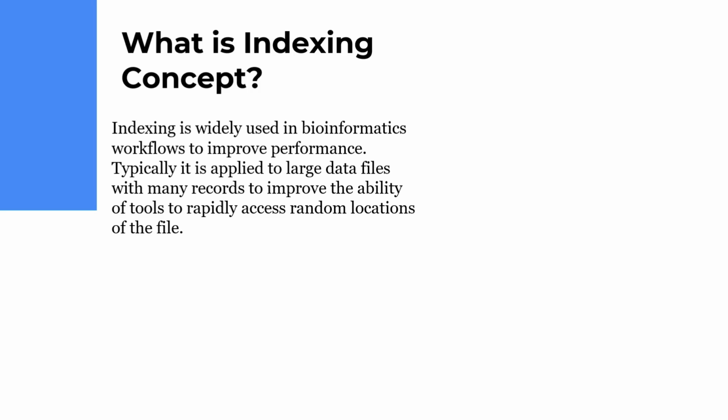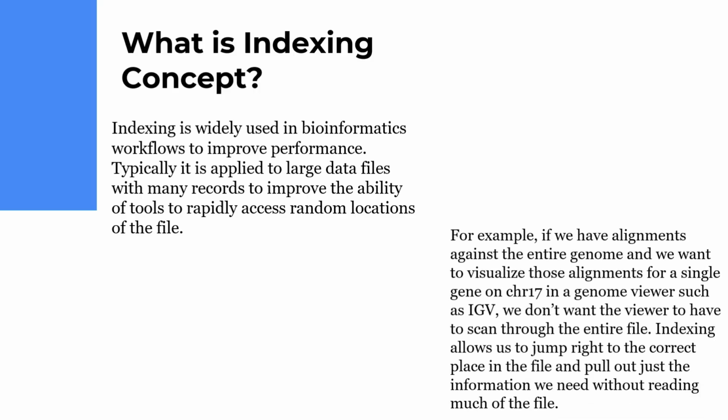For example, if we have alignments against the reference genome and we want to visualize those alignments for a single gene, for example in chromosome 17, we need to visualize that by using IGV. I'm also going to move you to the IGV viewer. So we don't have to view and scan through the entire file. Indexing allows us to jump to the correct place in the file and pull out the information we need without reading much of that file. So this is the indexing concept.